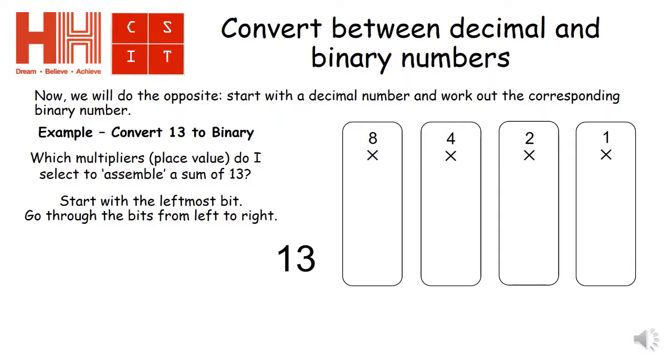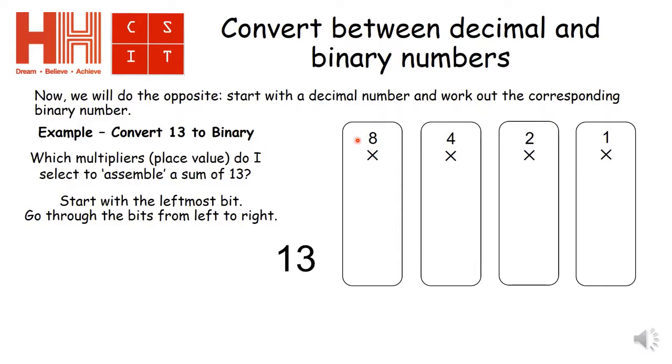So we've already looked at how we take a binary number and find out what its decimal number is. We're now going to do the opposite. We're going to start with a decimal number and convert it to its binary equivalent. Now, we're going to start by looking at an example, the number 13 in decimal. And we're going to find out how to convert this into a binary number.